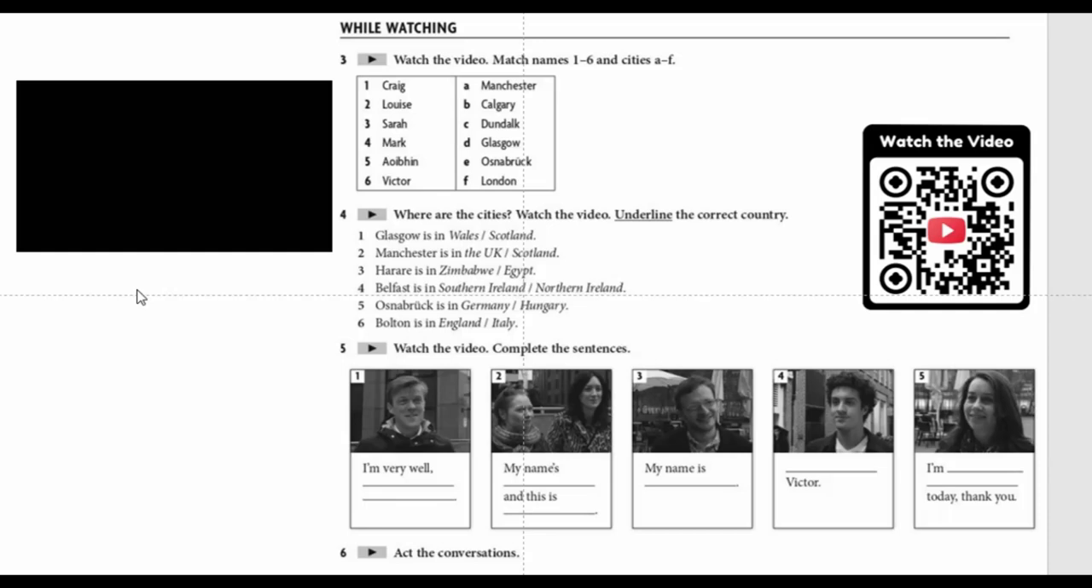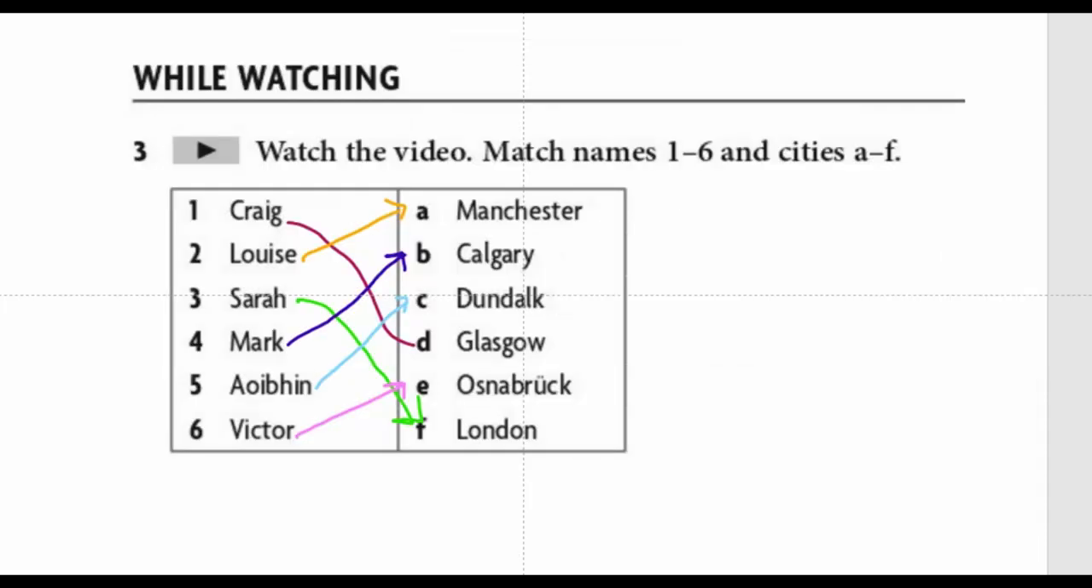Ok, vamos a ver ahora la respuesta a lo que acabamos de pedir hacer hace un momento. Ok, espero que puedas haber respondido correctamente. Y aquí está. Ok, entonces tenemos a Craig. Craig is Glasgow. Lois is Manchester. Sarah is from London. Mark is from Calgary. Aileen is from Dundalk. Victor is from Osnabrück. Okay?